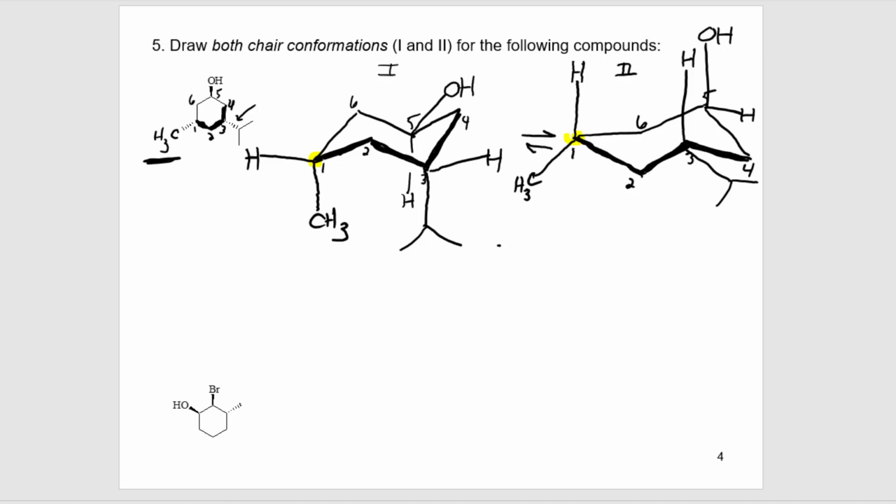Now, one of them is going to be lower in energy than another, and that's what we're going to spend some of chapter 2 quantitatively identifying, the quantitative energy difference between these 2 configurations. So in order to do that, you got to be good at drawing both conformations. Let's do the next one.